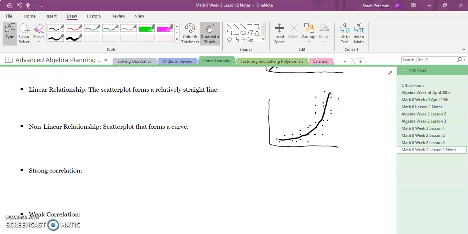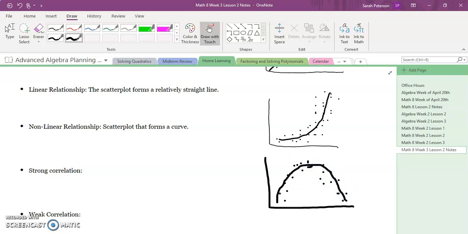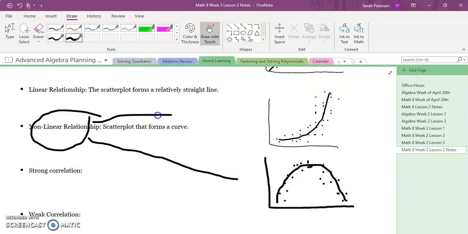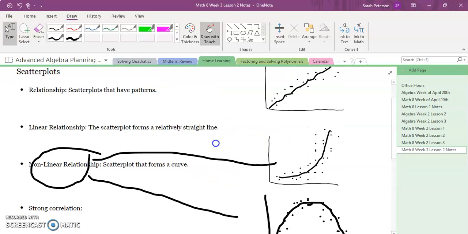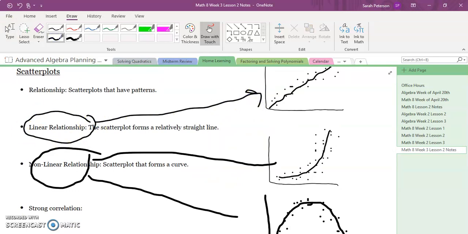Another nonlinear relationship might look something like this. Points might look like this shape. That's also a curve, but it is not linear. So that would be another example of a nonlinear relationship. These are both nonlinear, and this one up here represents a linear relationship.